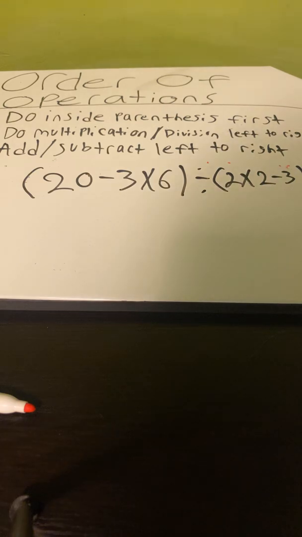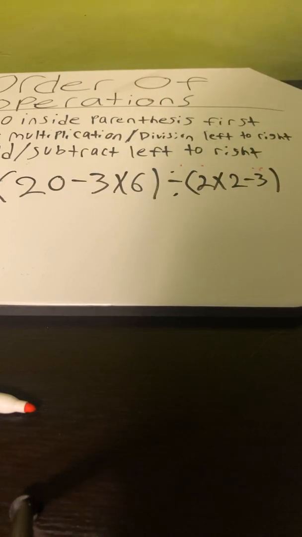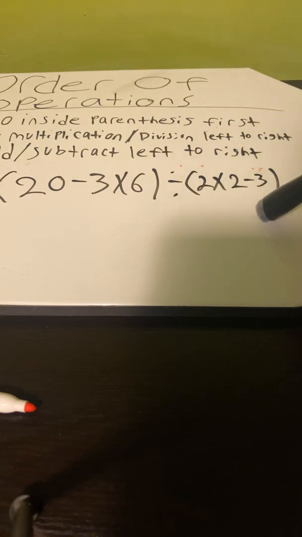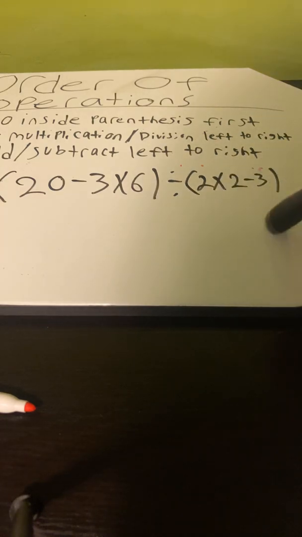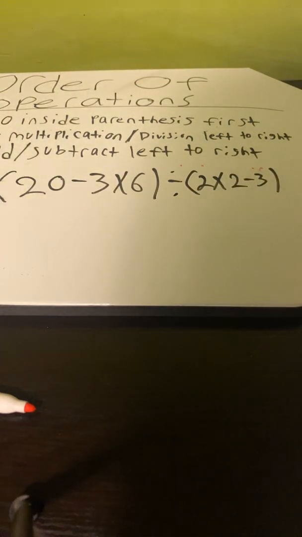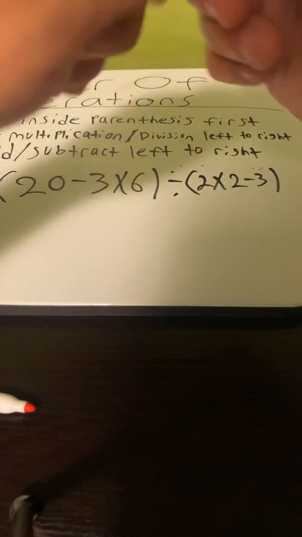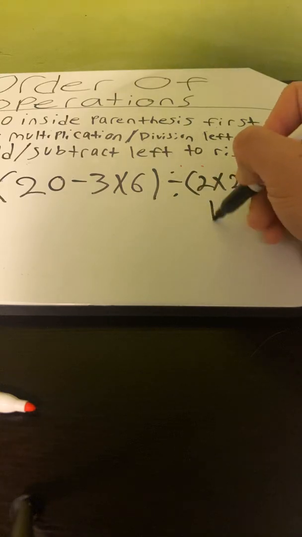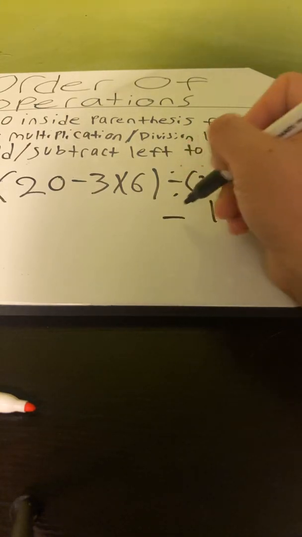Alright, this is the last problem and has a lot more going on here. So the first thing you're going to do is parentheses. So you want to do 2 times 2, which equals 4. And then you do 4 minus 3, which equals 1. So 1 here. Bring down your division sign.